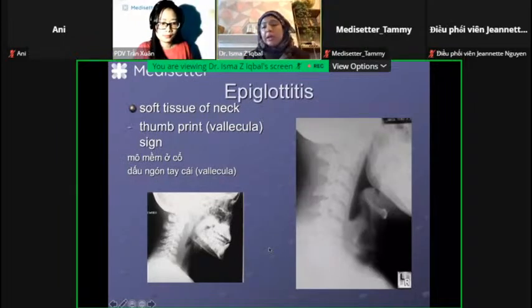However, you should never be doing an X-ray on somebody with an airway problem. So this X-ray should never have happened.